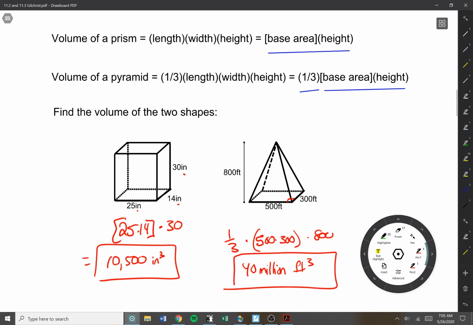It doesn't take much for things to get real large real fast when you're multiplying 3 things together. For the record, what these numbers mean is, if I took an inch and made a cube out of it, here's 1 cubic inch, I could fit 10,500 of those inside that space. Kind of nuts.